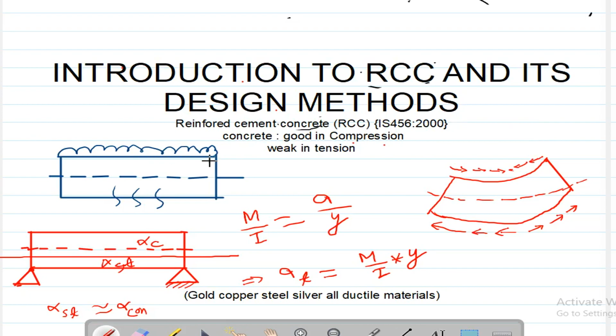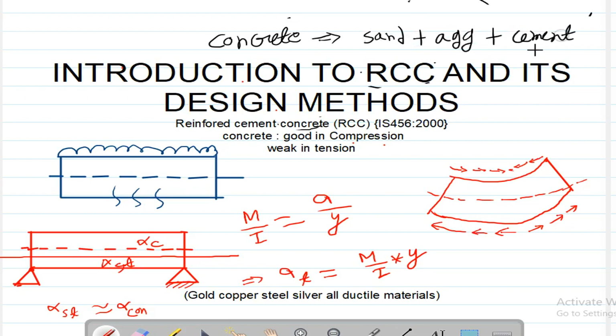Before discussing RCC, we have to know about the terms related to RCC. If you pronounce RCC, it means reinforced cement concrete. Concrete, all of us are familiar, is nothing but a mixture of sand, aggregate, and cement with a certain proportion of water. So when we mix sand, aggregate and cement with water, then we get concrete. We can say concrete is not a homogeneous mix, it is a heterogeneous mix.